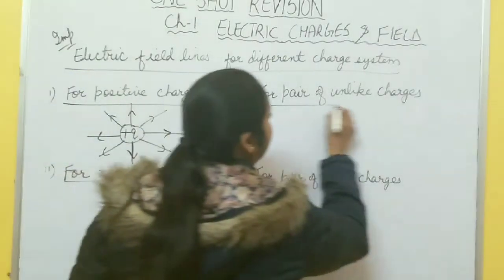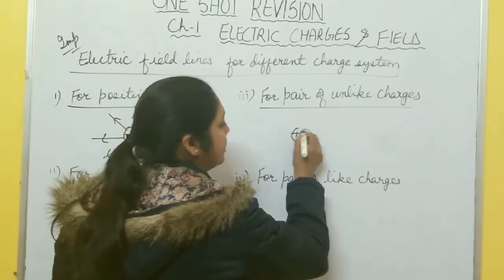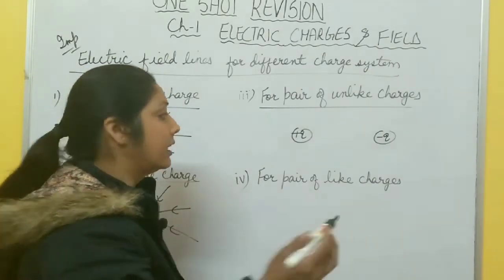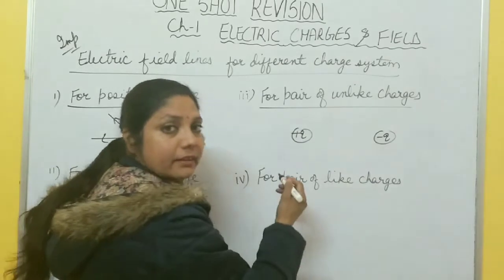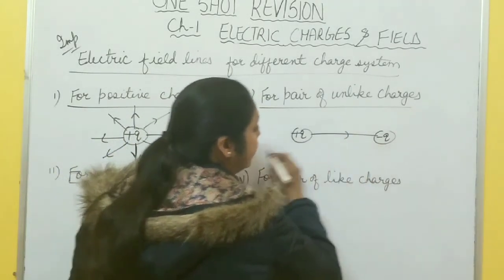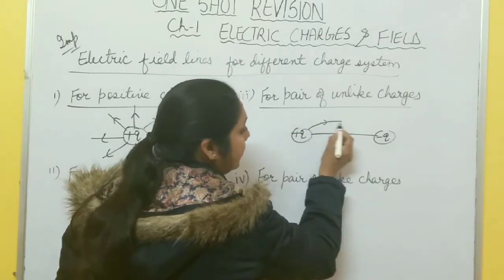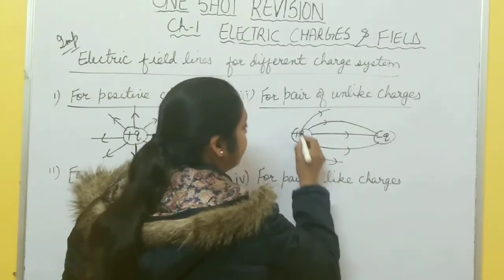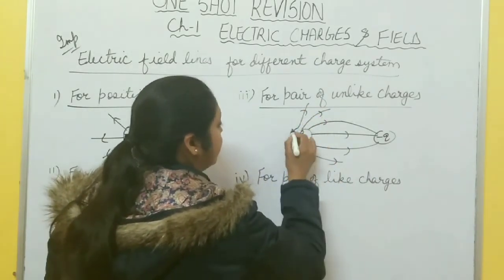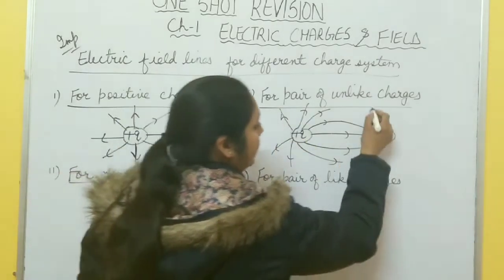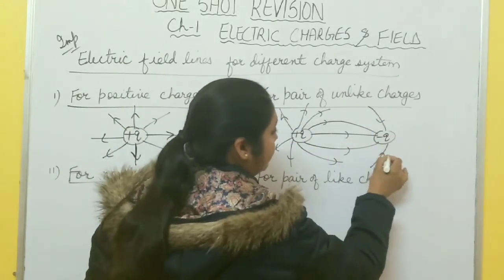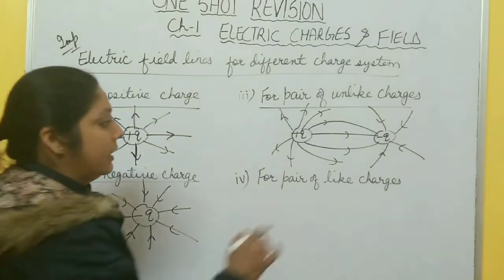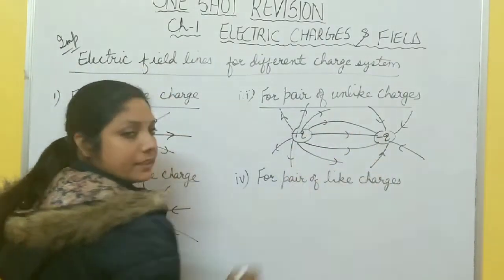Now for a pair of unlike charges, right? Suppose there is a positive charge and there is a negative charge, and you know electric field lines begin from the positive charge and end at the negative charge. So it is like this, right? Suppose the field lines go from this side and end at the negative charge. Again this side, like this. You draw like this, okay, and this side towards the negative charge, right? These are electric field lines for unlike charges. It starts from positive charge, ends at negative charge.